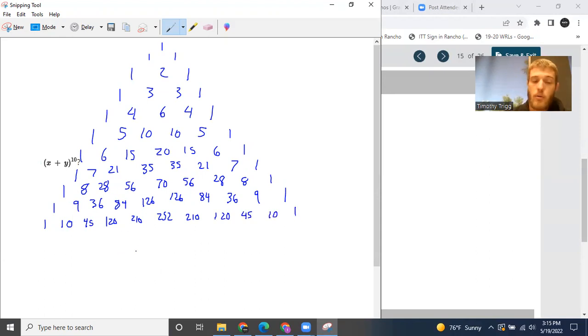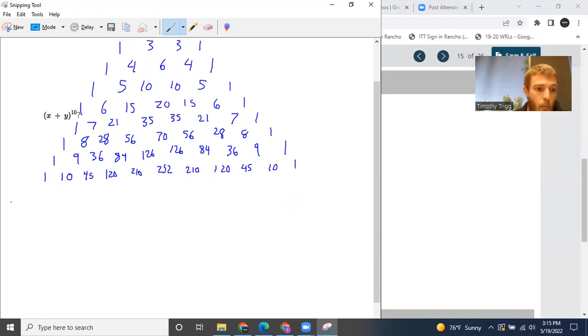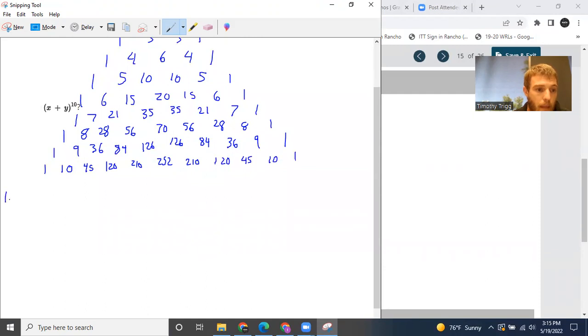So this is the row we're going to use. And we're going to have 1 x to the 10th, plus 10 x to the 9th y, plus 45 x to the 8th y squared. Notice these powers for the x and y, they add up to 10. That's because this is a 10 right here.